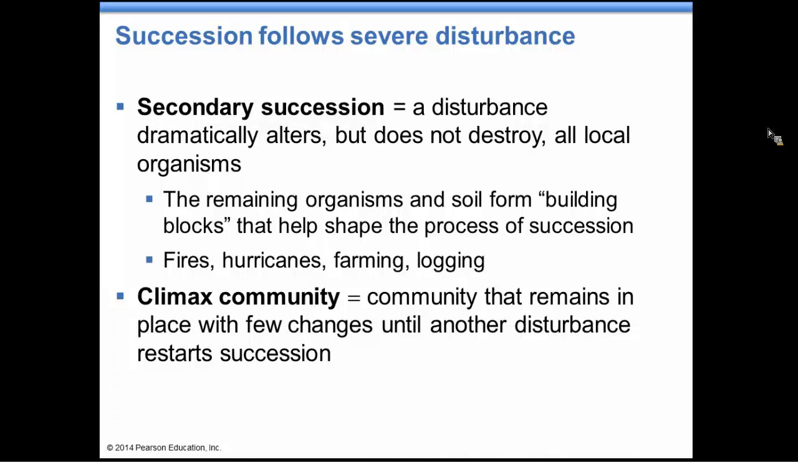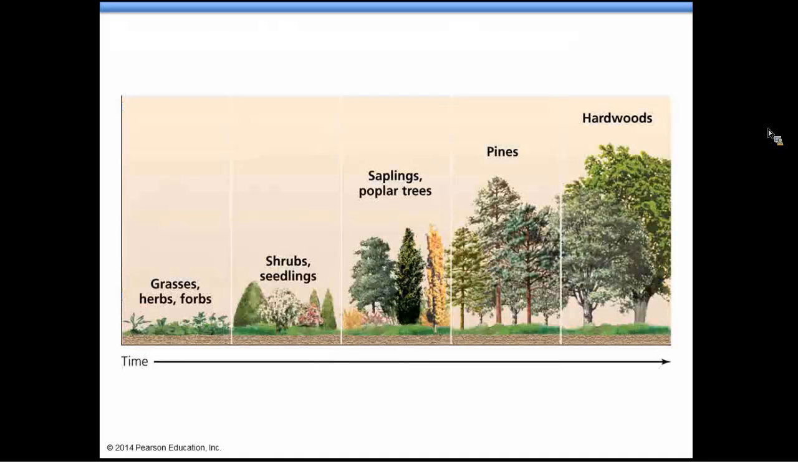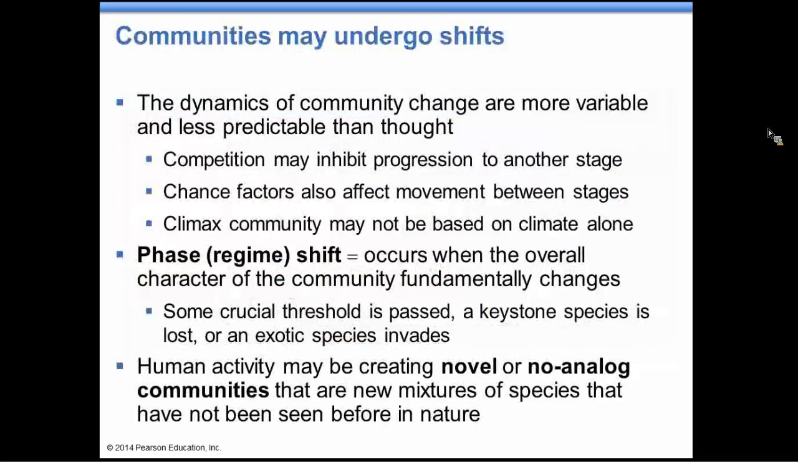So processes of succession occur in a diversity of ecological systems, and in the traditional view of succession described here, the process leads to a climax community which remains in place until some disturbance restarts succession. And here's an example going from primary, the grasses and the herbs and forbs, the secondary might be the shrubs and seedlings, all the way to the climax community, the hardwoods here. An important thing to know is this is often cyclical. Very rarely will a community last forever, and usually after some amount of time a disturbance will come by and reset a community to primary or secondary succession.